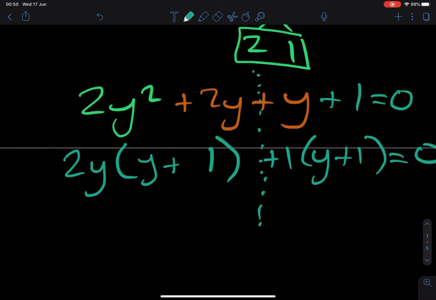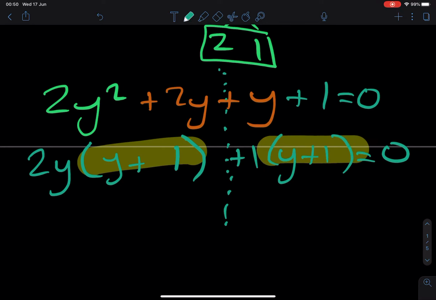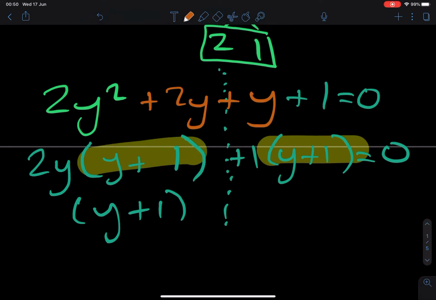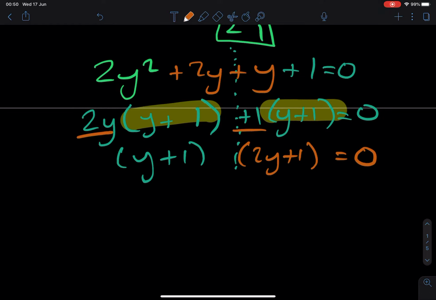Now, what are my two brackets? My first bracket is what's already in a bracket, y plus 1. And my second bracket is what is outside of a bracket, so 2y plus 1. And now, because they're both equal to 0, I can say that y plus 1 is equal to 0, therefore y is equal to negative 1. So I'm solving each bracket individually.